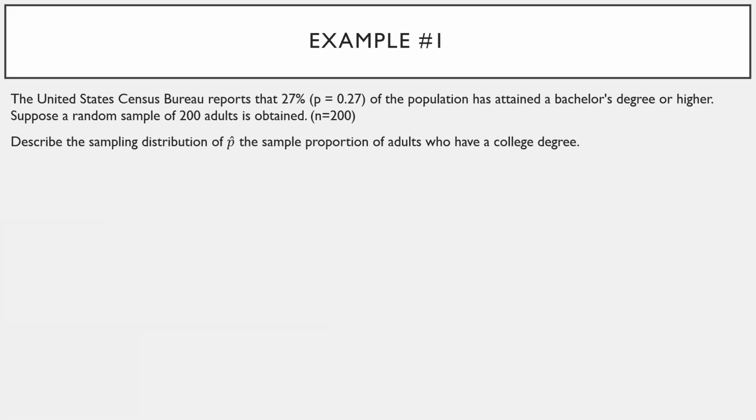We'll get there. All right, so here's the first problem. The United States Census Bureau reports that 27% of the population has obtained a bachelor's degree or higher, okay? Is anybody surprised by that number, just out of curiosity? Like too low, too high? Think it's too low or too high? It's low?